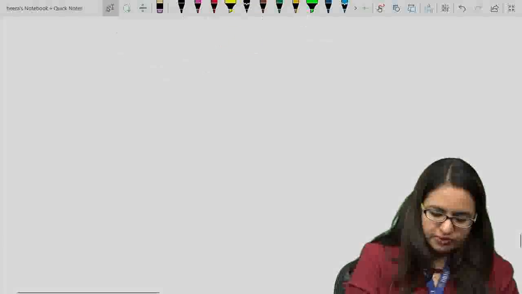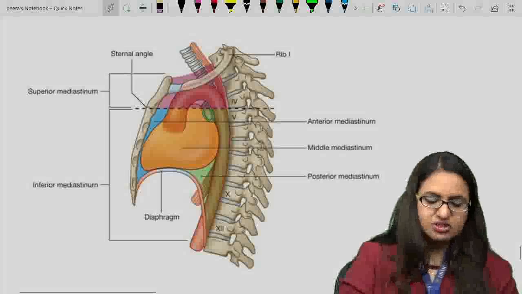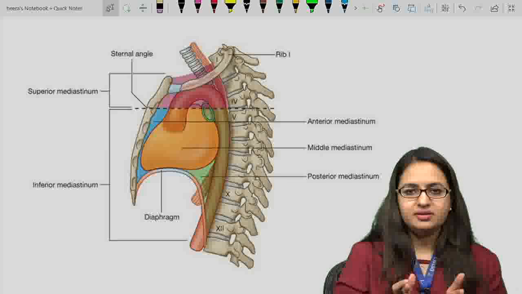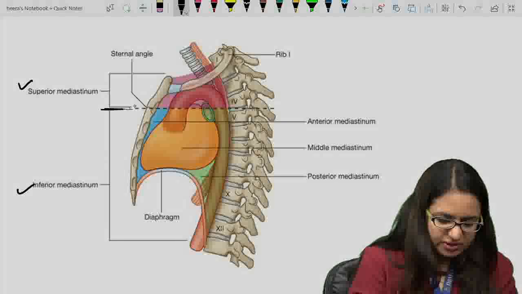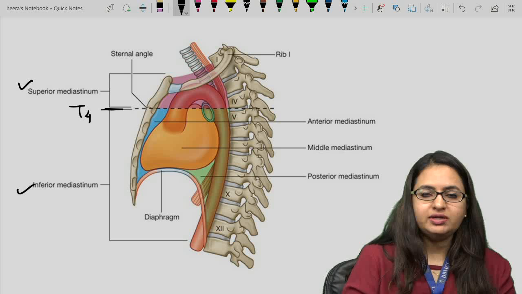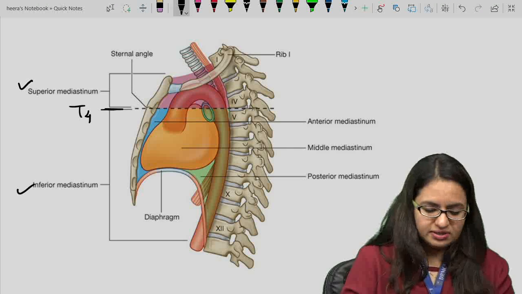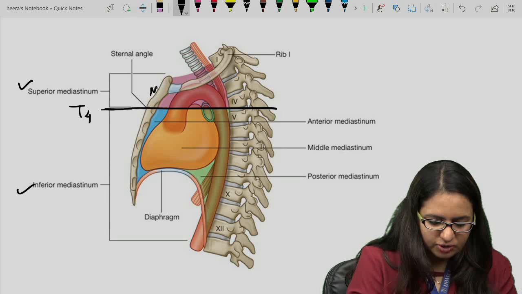Now, if we talk about the mediastinum, the mediastinum is the space between the two lungs and it is divided into superior and inferior mediastinum at the level of the sternal angle, which is at the level of the lower border of the fourth thoracic vertebra. So, this is the sternal angle. The sternal angle is between the manubrium portion of the sternum and the body of the sternum.